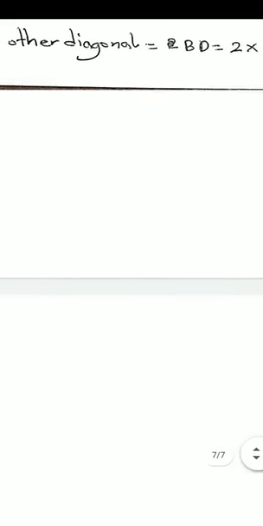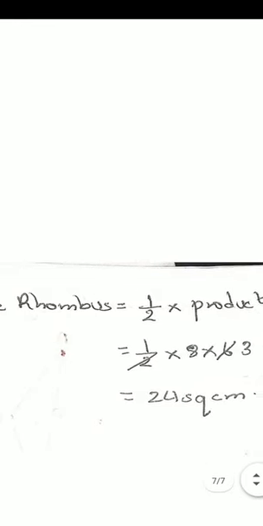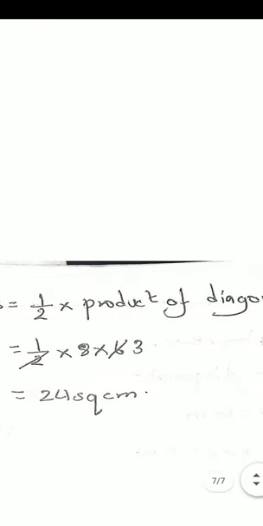Now finally we have to calculate the area also. So the area of the rhombus will be half into the product of the diagonals, which happens to be half into 8 into 6, that is 24 square centimeter. Okay, with this we have finished the problems and the concepts regarding rhombus also.